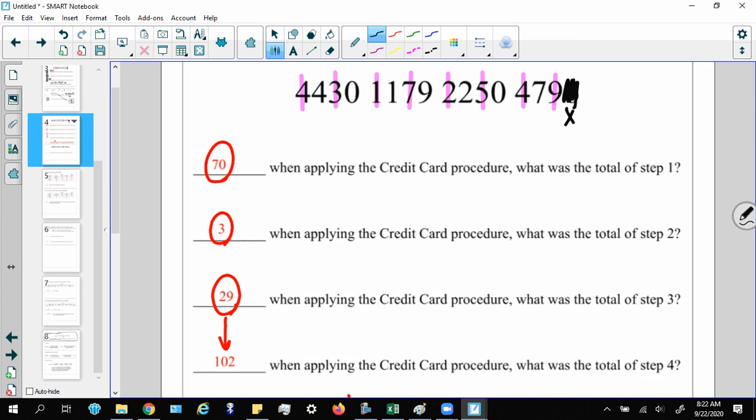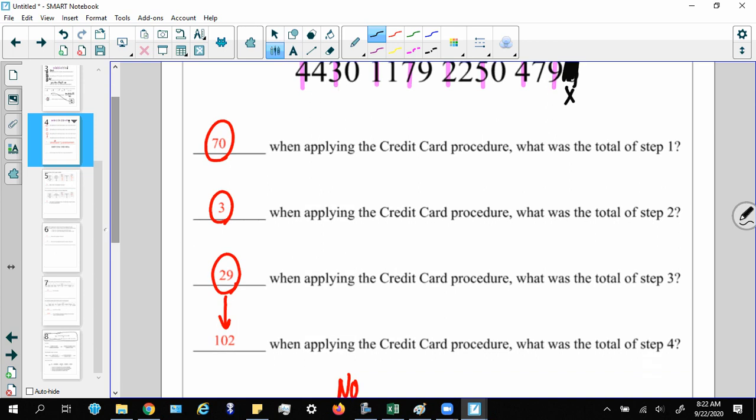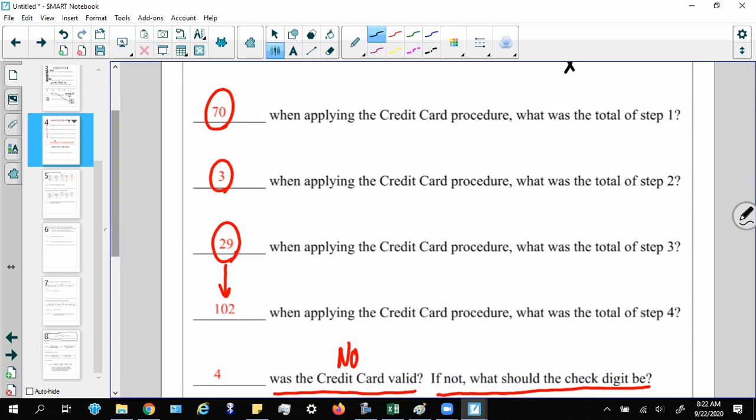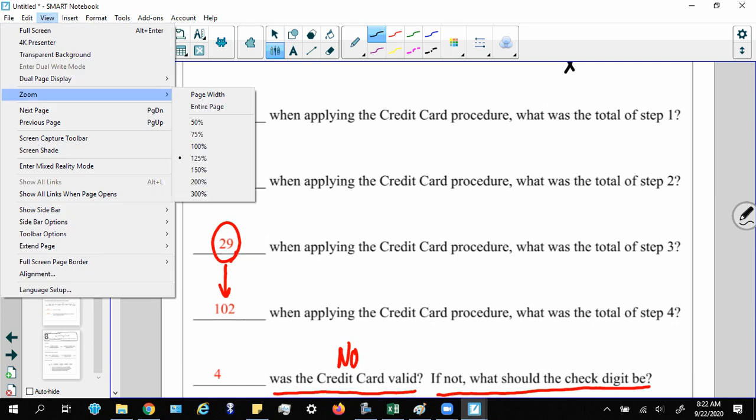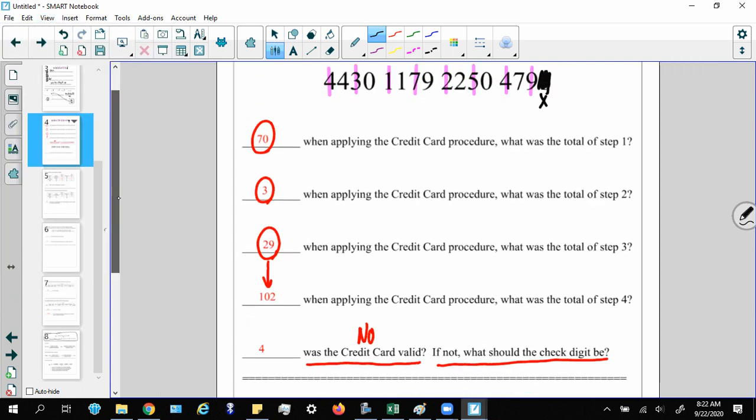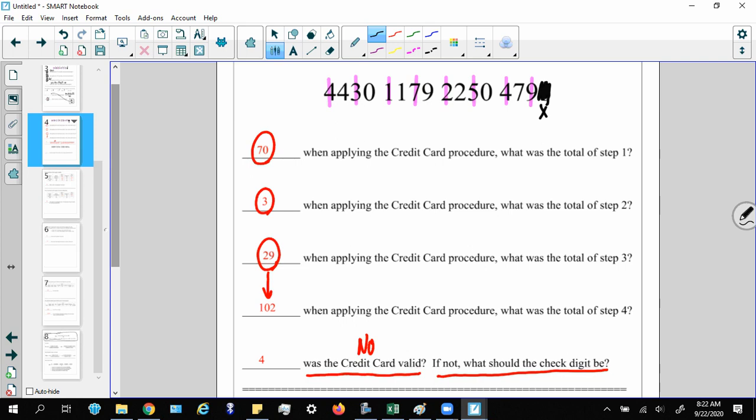Step one, I'm trying to put it all on one screen. Actually, I think I can. Let me just zoom out. Maybe I can put it on one screen. Oh, good. All right, so step one ends up being 70. Step two ends up being 3.